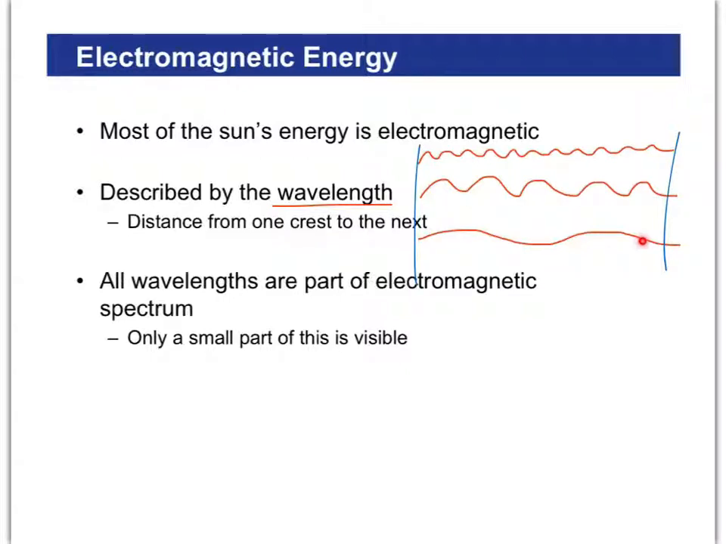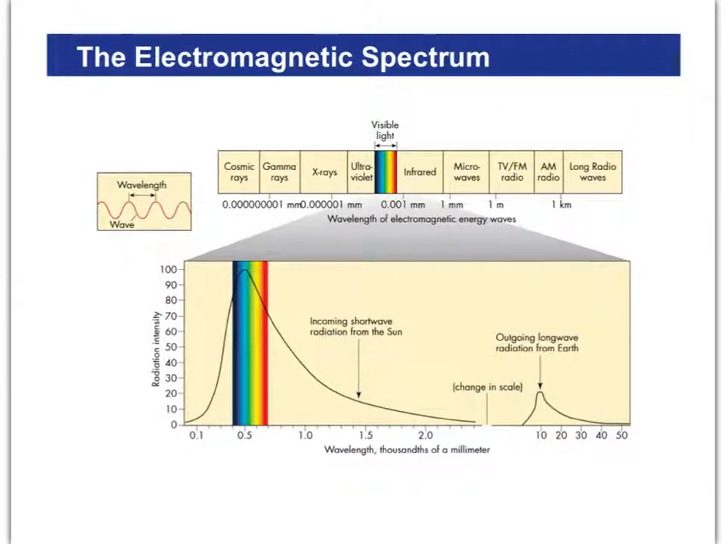The next slide will kind of show that. This shows all the different varieties of electromagnetic waves that are emitted by the sun, like I was doing before. I was drawing different waves, and so we have this whole spectrum right here of different kinds of waves.